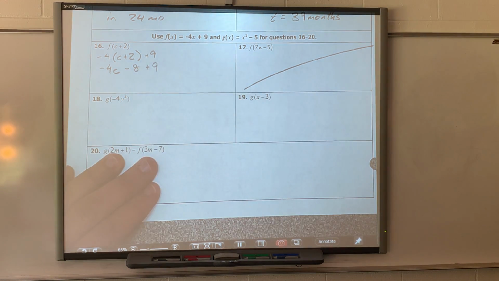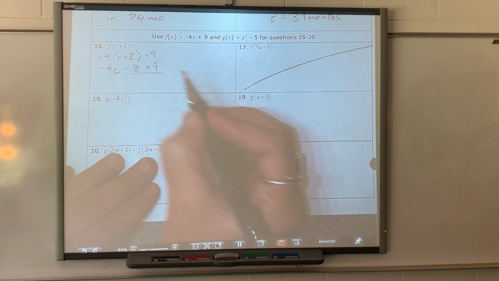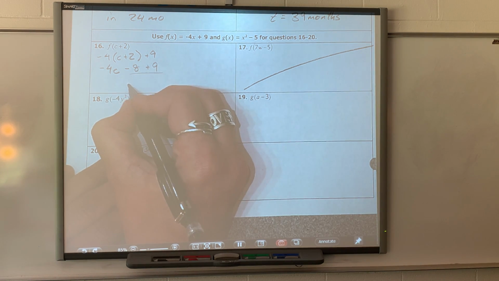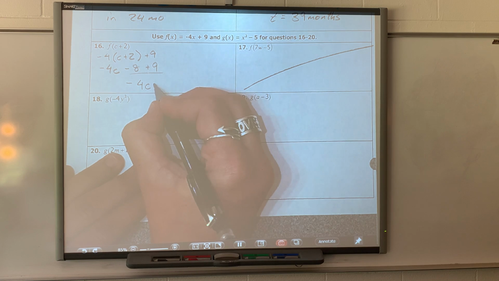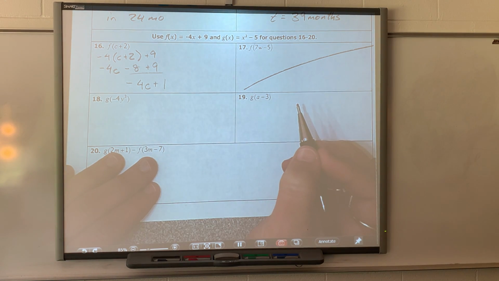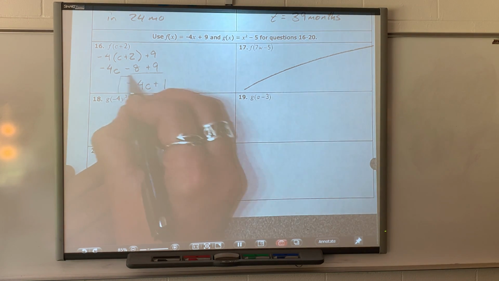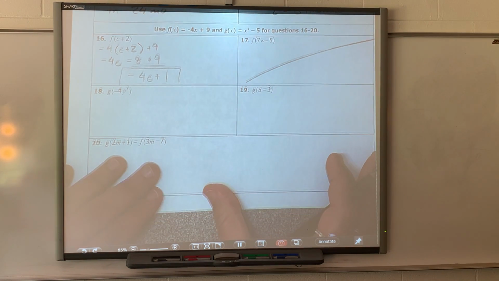Now what do I need to do? Combine these two right here, so I end up with -4c plus 1. -4c plus 1. Can I do anything else? No, so I'm done. That's my answer. Can't go any further.